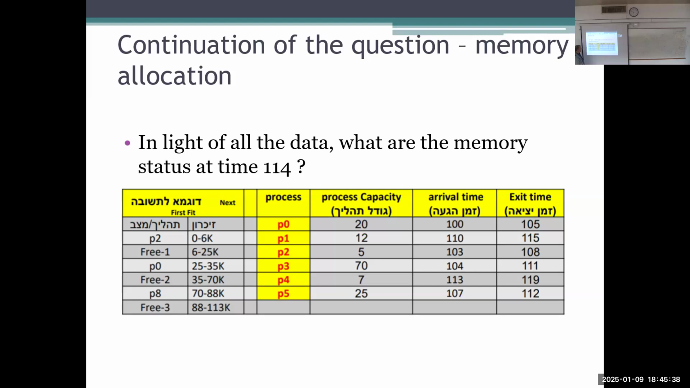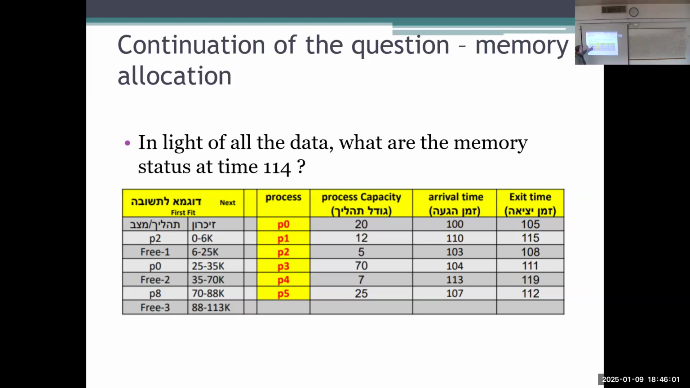P2 is already gone by 114. By 114, who's still around? Only P1, and P19, and P4. P4 and P1 are still around. But it's asking which holes were created by that. So, wait a second.